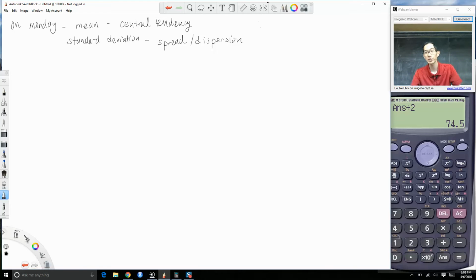Spread or dispersion is the idea of whether the numbers are quite similar to each other, or quite different from each other. We looked at the ages of those two fictional families. In one of the families, the kids are all 7, 8, 9, 10, 11. So there's very little spread in the ages.